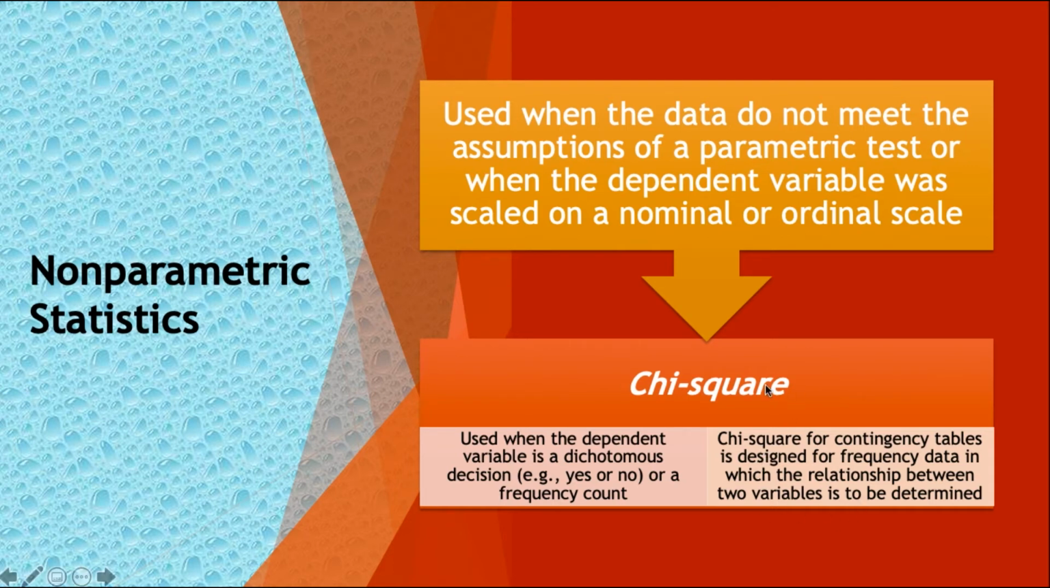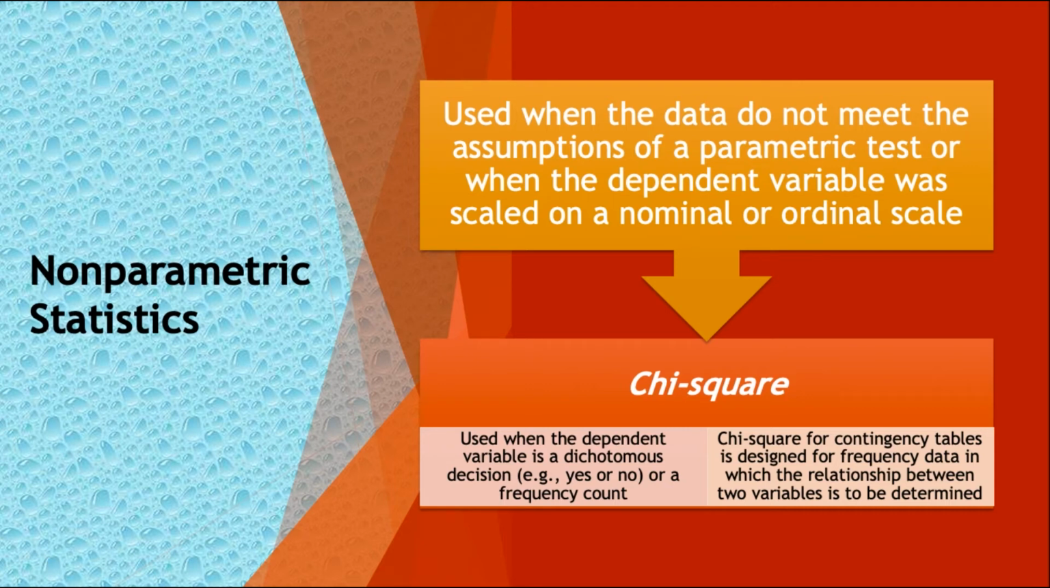When your dependent variable is a dichotomous decision, such as yes or no, or guilty, not guilty, or a frequency count, such as how many people voted for candidate A and how many for candidate B, the statistic of choice is the chi-square. A version of chi-square exists for studies with one or two variables. This discussion is limited to the two-variable case. If you want more information on one-variable analysis, I suggest you have a look at Siegel and Castellan 1988 and Roscoe 1975.